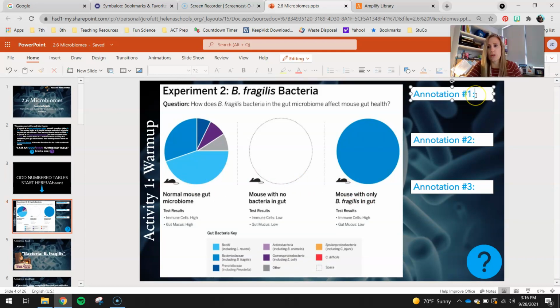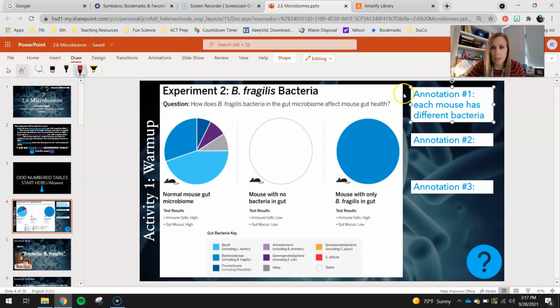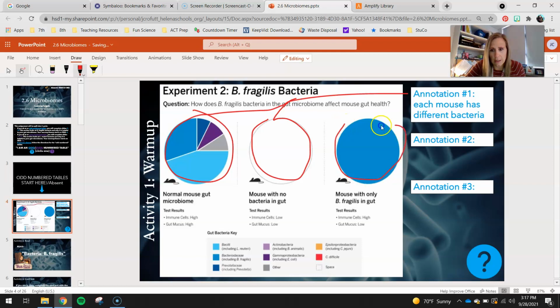What you are going to do is choose 3 things that you want to write notes about that you think are important about this set of data. You will type what you think is important next to annotation 1, and then use the draw tool to draw and connect it. For a first example, I might say that each mouse has different bacteria. Then I would take my draw tool and highlight this one, this one, and this one.